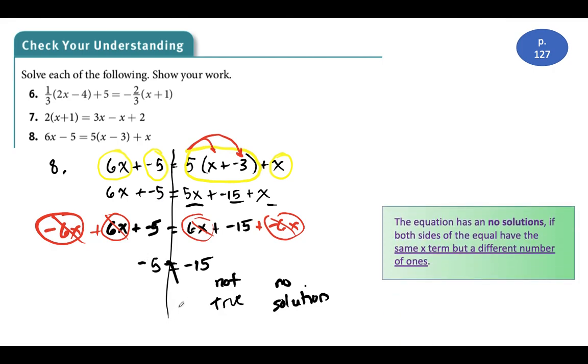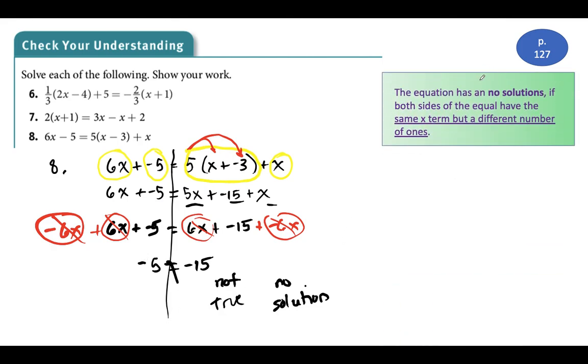So what we're looking for when we're solving an equation that has no solutions, again, we're going to simplify both sides completely. But after they're simplified, they are going to have the same x term, so the same number of x's, but a different number of 1's. 5 negative 1's on this side, 15 negative 1's on that side. And then we will know no solutions.